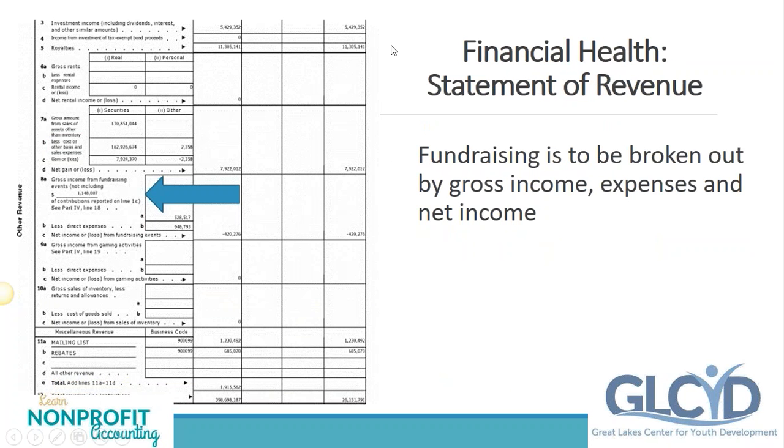Okay, so this is the other part of the statement of revenue, and this is just all the other revenue besides those main ones we looked at before. And I just highlighted this here because this is where you're going to put the fundraising. You're going to see the fundraising events.